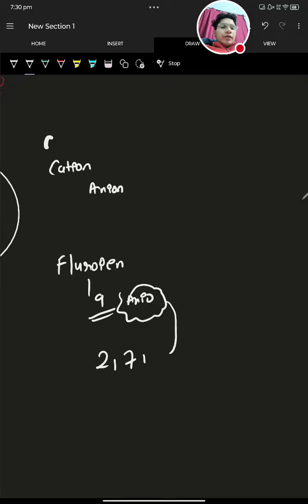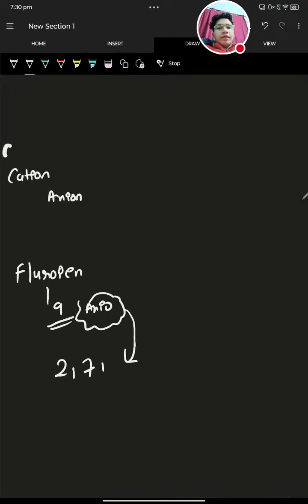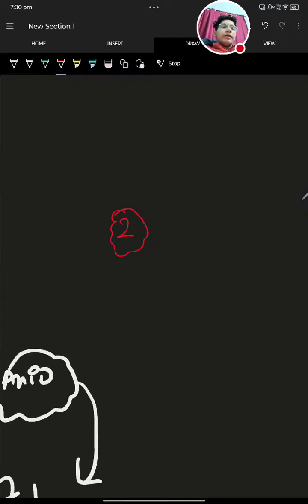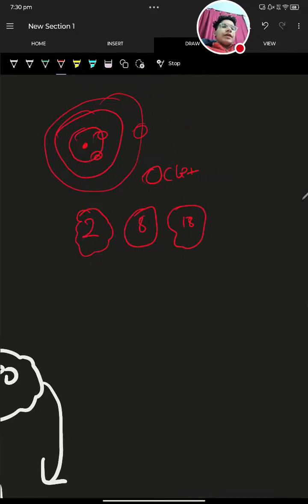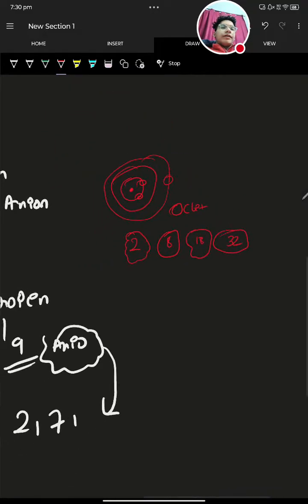The reason to call this an anion is that every atom in the first orbit wants two electrons. At the second orbit everybody wants to become an octet, and in the third one they can be an octet, but there is 18, and the next one is 32, and it goes ahead like that.